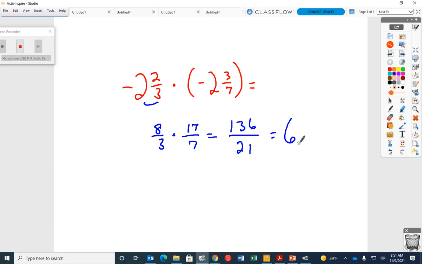20 times 6 is? 120. What's 1 times 6? 6. What's 120 plus 6? 126. Subtract it from 136. What's left? 10 over 21. Can I reduce this any further? No. Okay. You understand what we did?